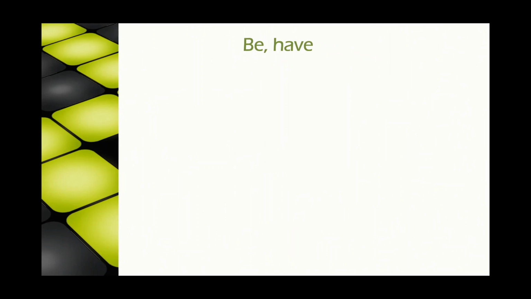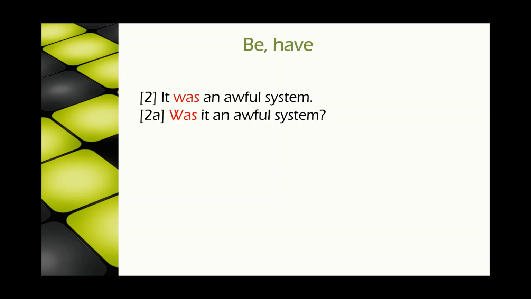We're left with one minor detail. If we have sentences in which the verb to be is the main verb, then how can we form yes-no questions, or how do we negate them? Well, it's easy. We can utilize the main verb, the verb to be, to form yes-no questions. Look at the example. It was an awful system. I would say, in order to make a yes-no question, was it an awful system? And in order to negate it, I would say it was not an awful system.